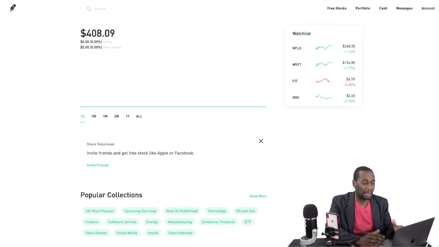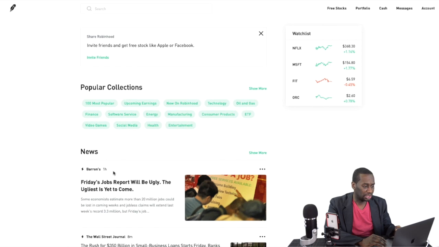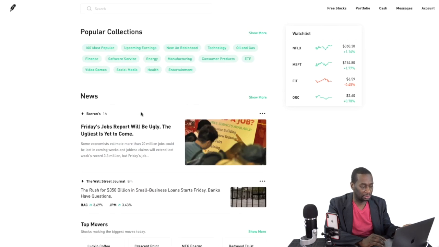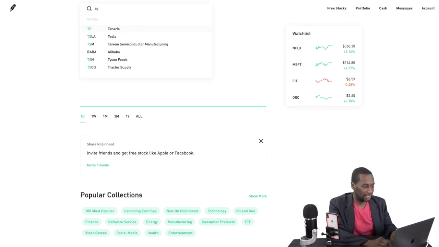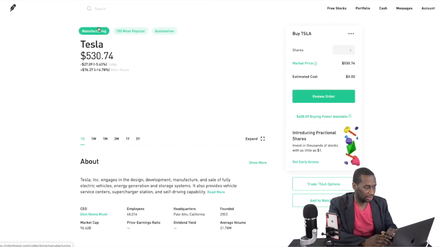First, you're going to want to go to the Robinhood website, robinhood.com, and then log in. Once you log in, you'll see some of the standard information. You're going to see the account value to the left, your watch list to the right, and then below, just some popular collections, some news, some basic stuff. Now, it may not be apparent where to find how to trade an option here. And so up in the top, you're going to see a search bar. In that search bar, what we're going to do is type in a ticker symbol. So for this example, let's just type in Tesla. So TSLA, we got Tesla right there. I'm going to click that.